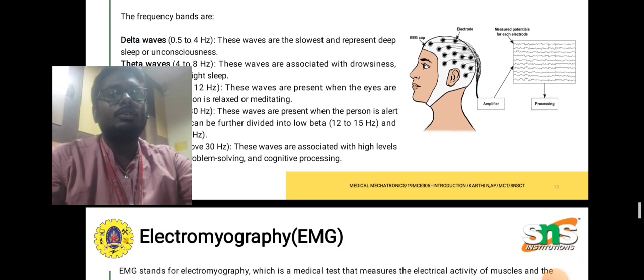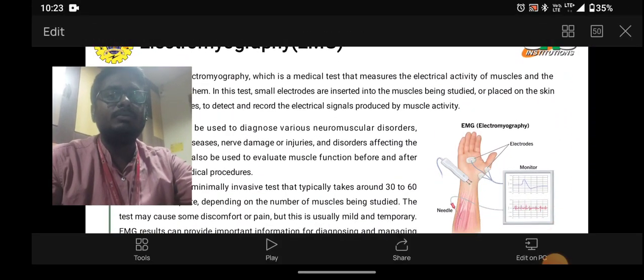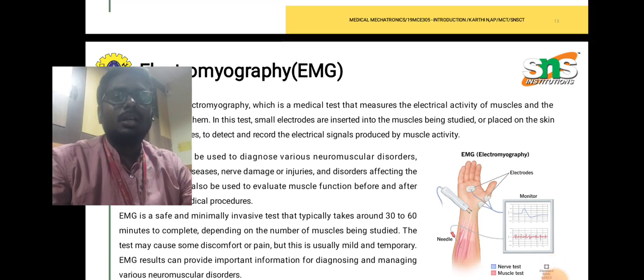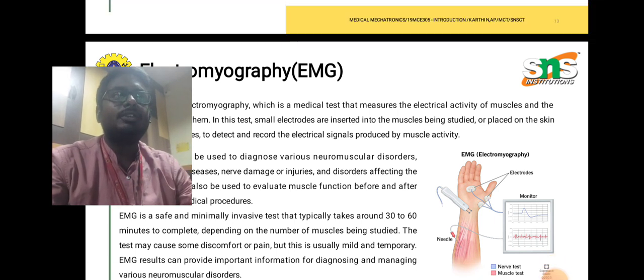In the previous class, we discussed EEG. Today, we are going to see the topic of EMG. EMG is nothing but electromyography. Electromyography is used to read the electrical activity of the muscles.